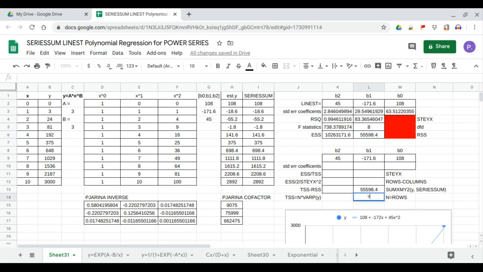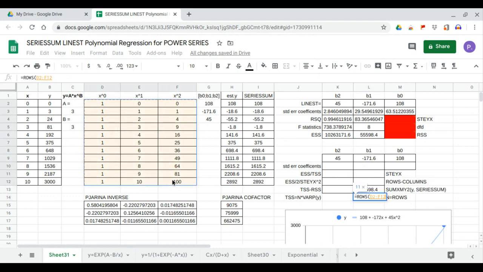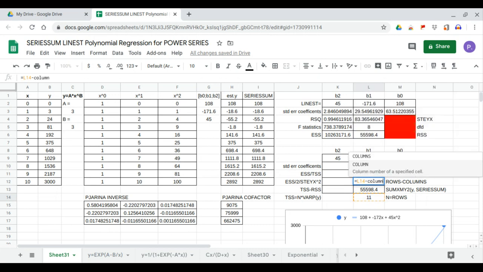And calculate for the population, which is rows of the range, 11. Then we calculate the degrees of freedom, which is rows minus columns of the range. That's 8, which matches our LINEST output. Now we can calculate the standard error of y, or Sey, which is equal to the square root of RSS, residual sum of squares, divided by the degrees of freedom. That's 83.365, which matches our LINEST output.